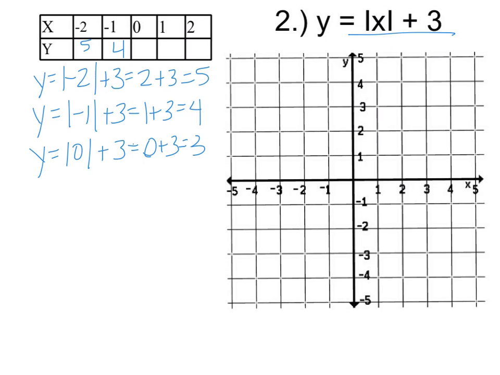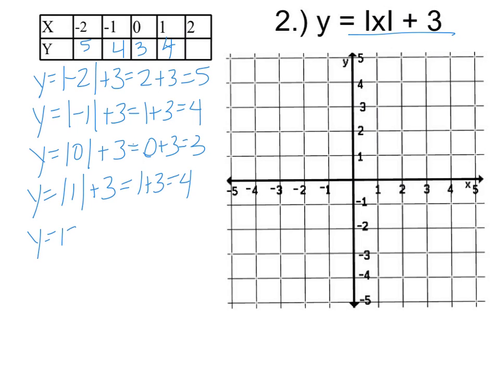And watch what happens on the next number. So that gives us y equals the absolute value of 1 plus 3. Well, 1 is 1 spot away from 0. So the absolute value of 1 is still 1. And 1 plus 3 is 4. So if it followed the pattern, it would go down to 2, but it doesn't. It goes up to 4.